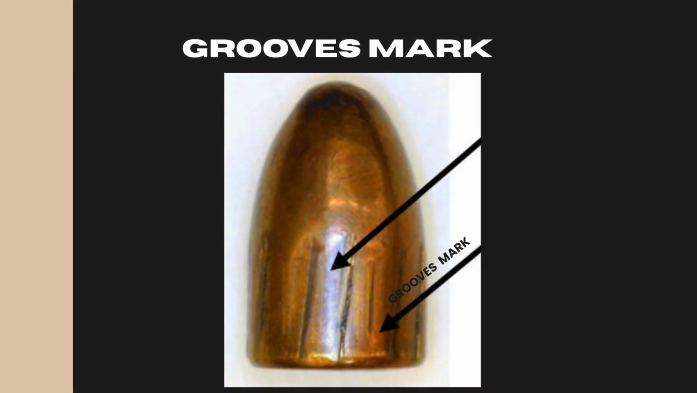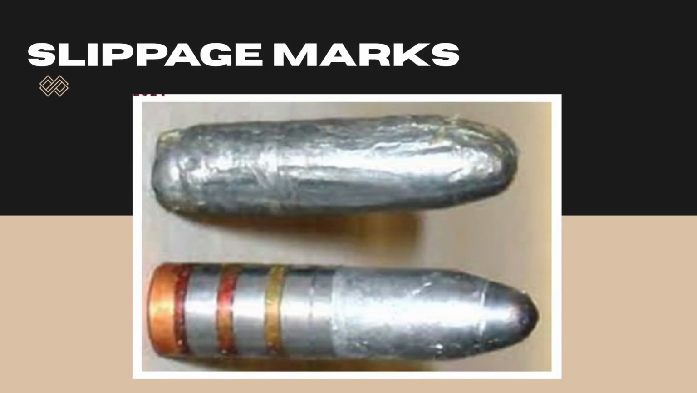Second, the groove marks. Groove marks are deeper impressions caused by the grooves of the rifling. These are the cut out portions of the barrel that give the bullet its twist. Groove marks appear as deeper, more noticeable cuts along the bullet, as you can observe in the image. Third is the slippage marks. Slippage marks occur when the bullet momentarily fails to fully grip the rifling. Instead of a clean impression, the mark looks smeared or blurred. This happens when the barrel is worn or when the bullet is too soft.